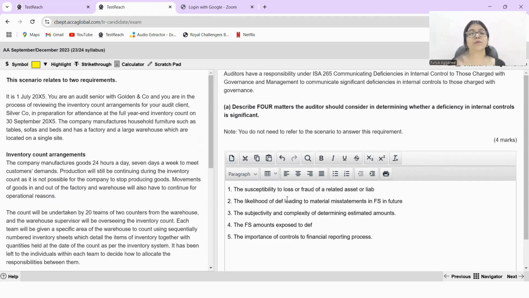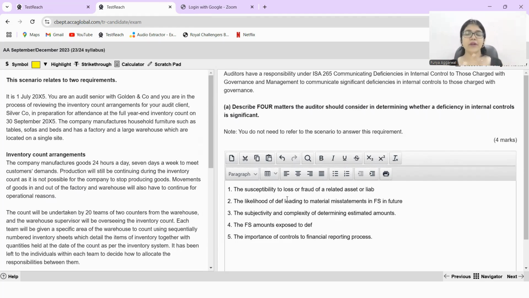The first part says the susceptibility to loss or fraud of a related asset or a liability. Of course, if the internal control deficiency leads to some losses or frauds, this is something which is significant and has to be communicated to those charged with governance. Then the likelihood of the deficiency leading to material misstatement. Again, if it is leading to material misstatement, it will eventually have to be communicated to those charged with governance. Then how subjective or complex it is, and what the amounts exposed in the financial statements are because of this. That is also really very important. And then the importance of the controls to the financial reporting process.